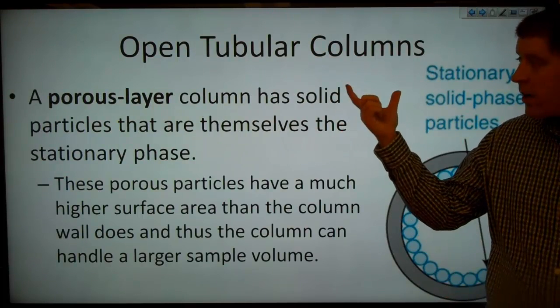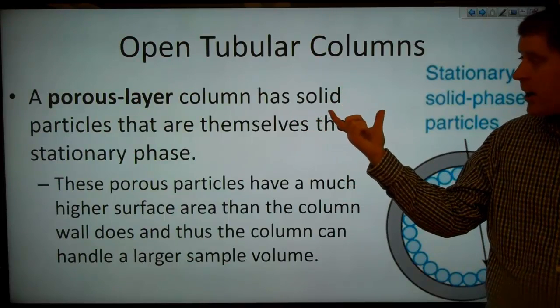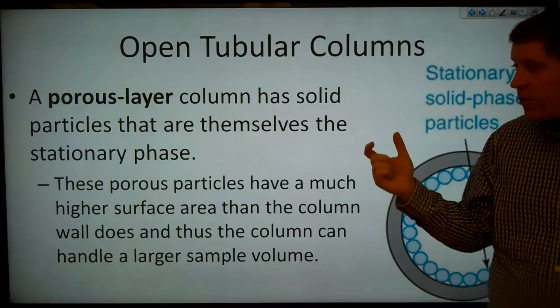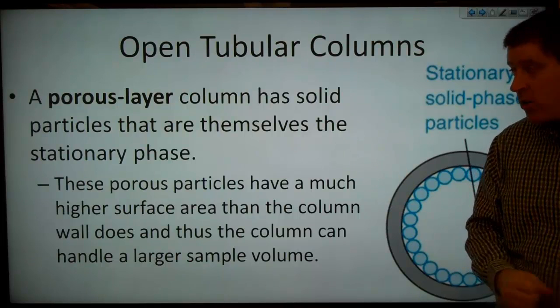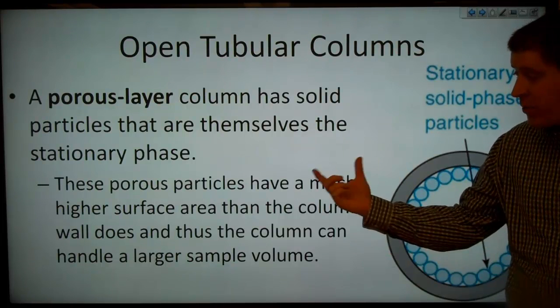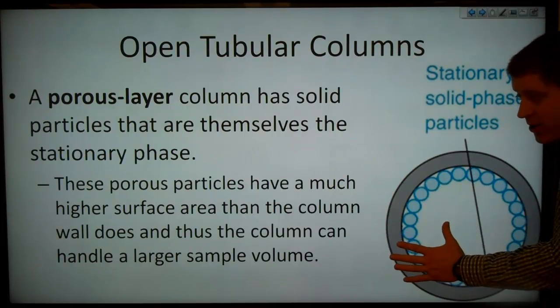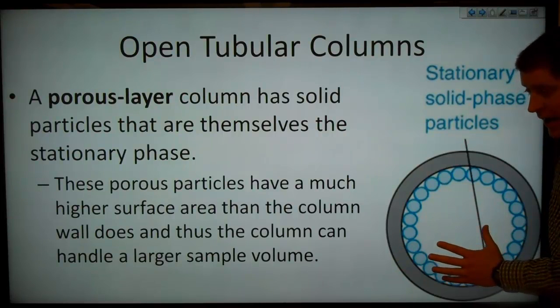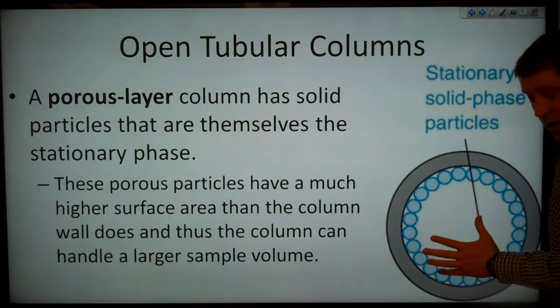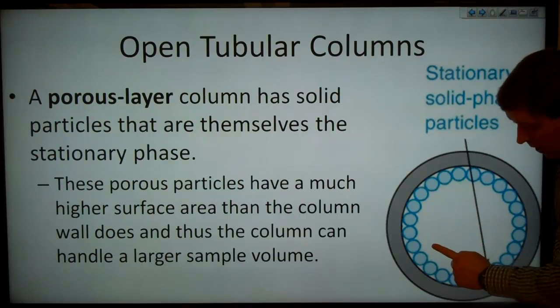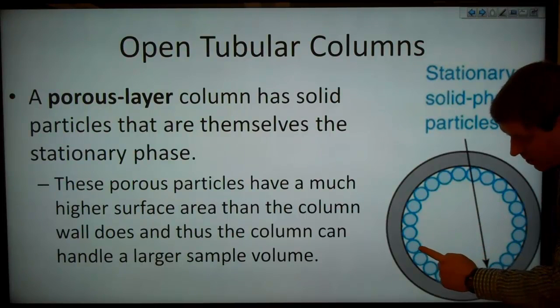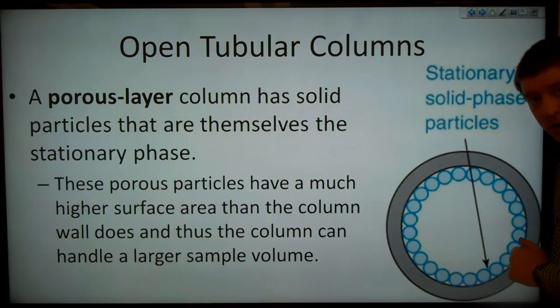And our last type of column is a porous layer column, where we have solid particles that are themselves the stationary phase. And these porous particles have a much higher surface area than the column wall does, and thus the column can handle a larger sample volume. So our analyte can actually diffuse into these solid particles at least some distance.